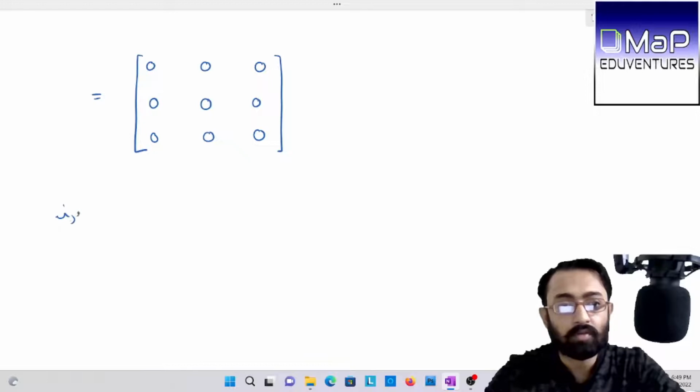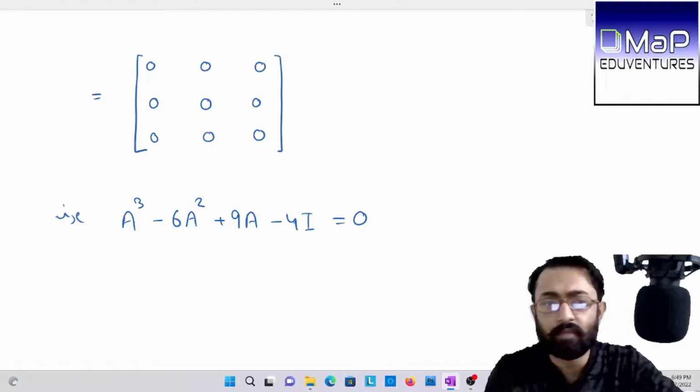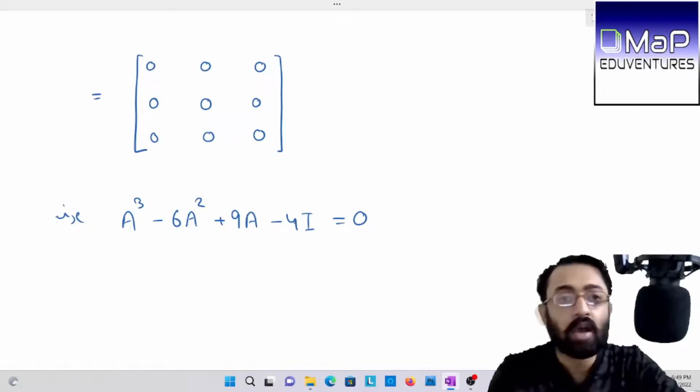So we can say that A cube minus 6A square plus 9A minus 4I equals 0 matrix, which is what we were asked to prove. Now our next task will be to find A inverse.